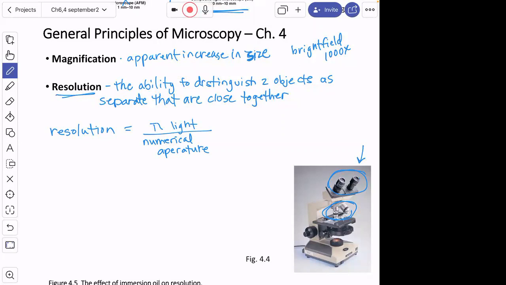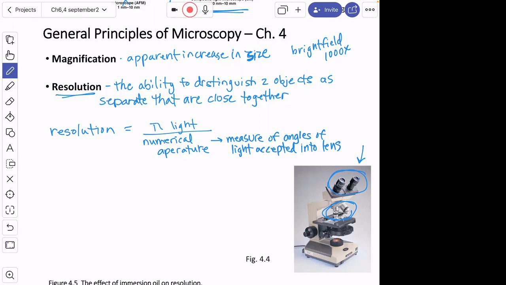Okay, let me define numerical aperture. We start getting into physics stuff that gets into more detail than what I really want to. But the numerical aperture is a measure of the angles of light accepted into the lens. We're going to talk about how we can monkey with that a little bit in a minute.